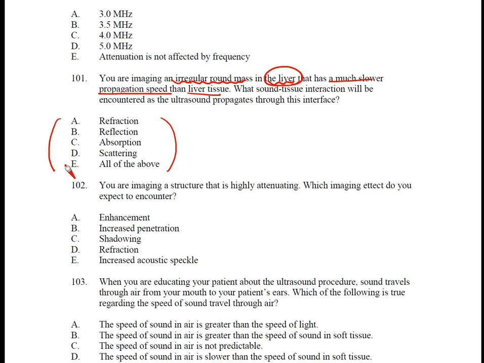Basically, for an ultrasonic phenomenon to occur, reflection can be involved. Also, as you go deeper, attenuation of the image occurs, so absorption can also appear. In the next sentence, you can see the expression irregular. In such cases, scattering may occur, and at the edge of a rounded mass, refraction can also be observed. The correct answer would be to choose the option that includes all of these.